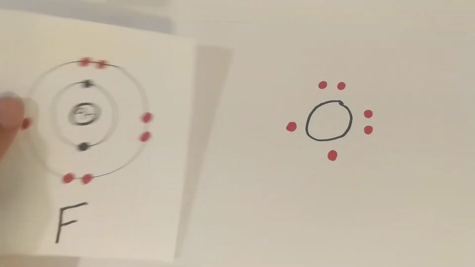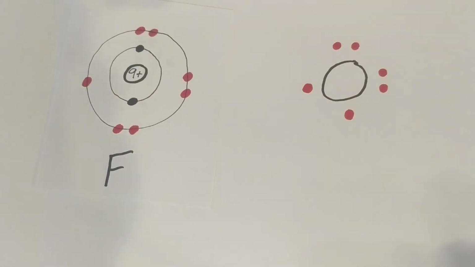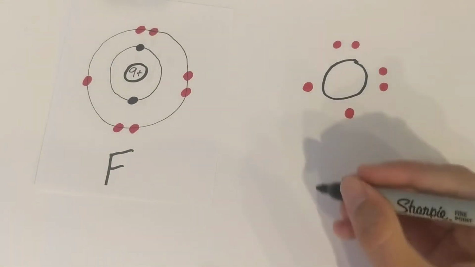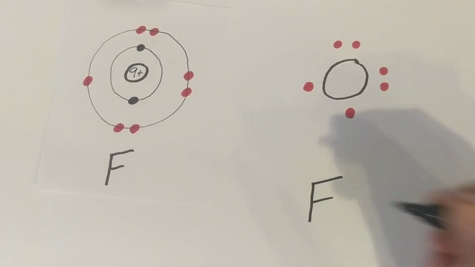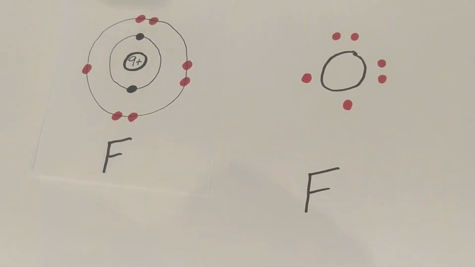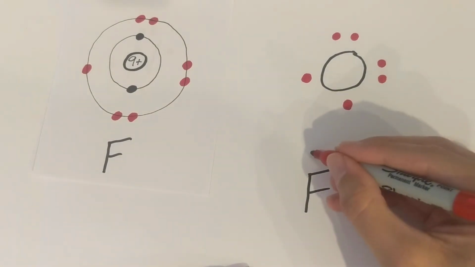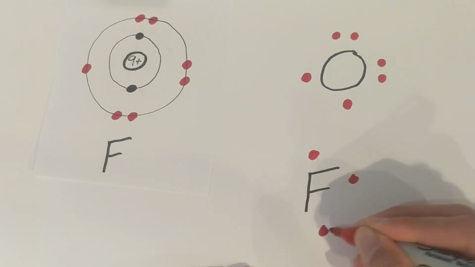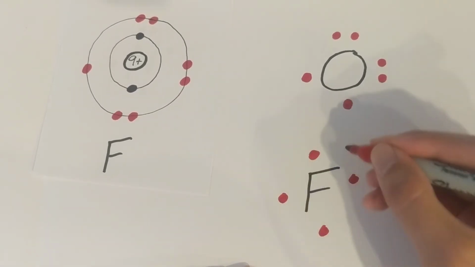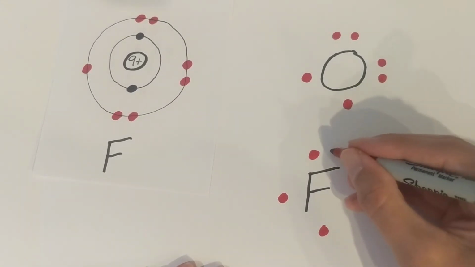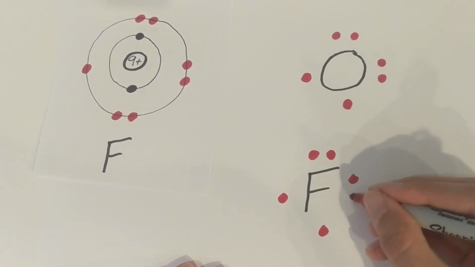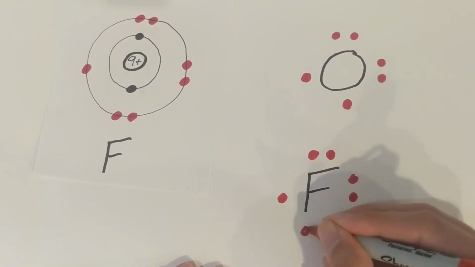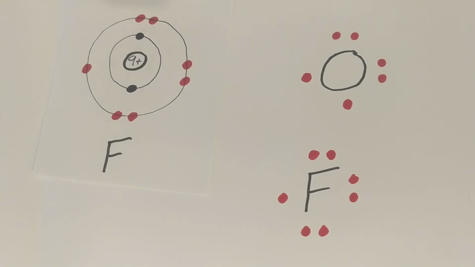And lastly, we might do a few more. Here's fluorine. So we want to write that symbol down. Fluorine. And now we're going to put those valence electrons around our fluorine in a nice, neat way. 3, we have 7, so 4. Now we start matching them up. 5, 6, 7. So that would be the Lewis dot diagram of fluorine.